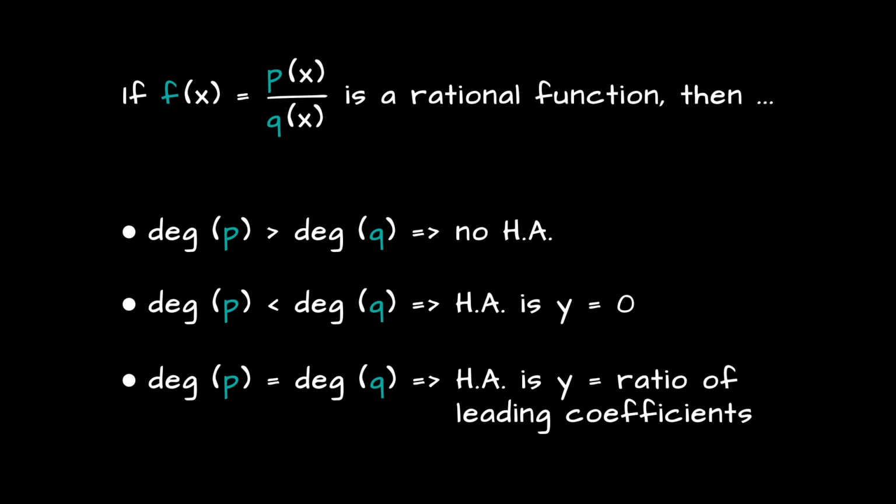In summary, the horizontal asymptotes of a rational function can always be determined in the following way. If the degree of the numerator is greater than the degree of the denominator, then there will be no horizontal asymptote. If the degree of the numerator is less than the degree of the denominator, then the horizontal asymptote will always be y equals 0, since the growth of the denominator will dominate. Finally, if the degree of the numerator is exactly equal to the degree of the denominator, then the horizontal asymptote will always be the ratio of the leading coefficients of the numerator and denominator.